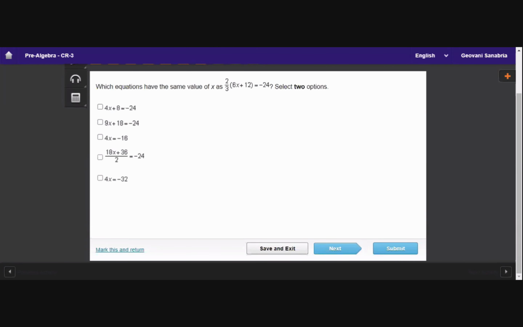All right, cool. Ooh. All right, this is a crazy one. Which equations have the same value of x as 2/3 parentheses 6x plus 12 equals negative 24. Select two options. Okay.